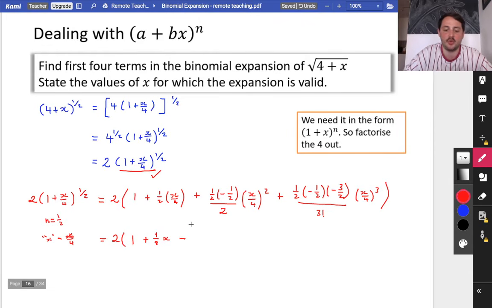And I come up with 1 over 128, so that's minus 1 over 128 x squared. Okay, it's going to be positive or negative. This is positive, negative, positive. This is positive, so it's definitely a positive.